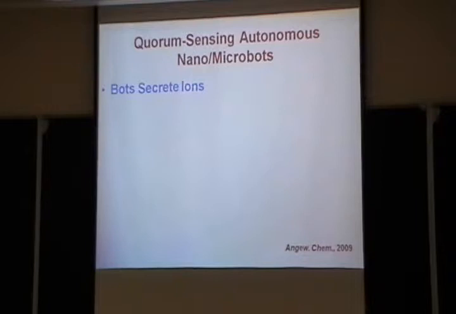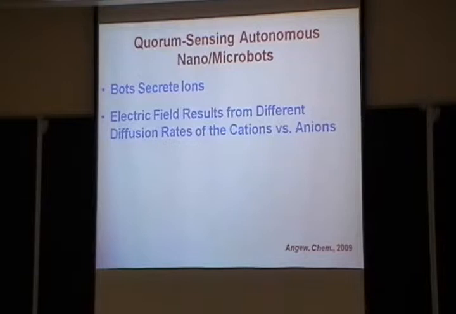So we'll have these guys secrete ions. This is going to be a new mechanism of movement also. If you have a particle and it forms cations and anions, and let's say the cation is smaller than the anion, then the cation will diffuse faster than the anion. On the average, of course, they're not going to be very far away from each other, but on the average the cation will diffuse a little bit faster than the anion.